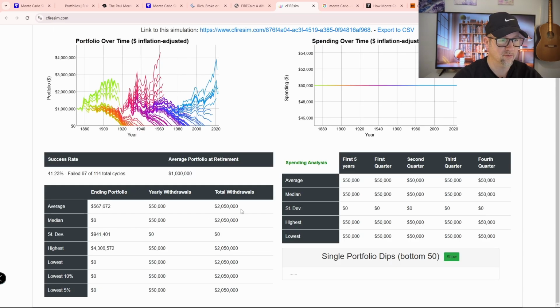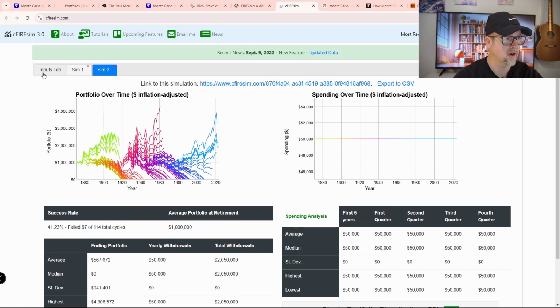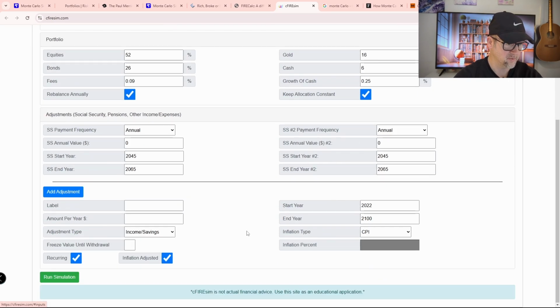We don't have any adjustments in our income. That's what that last item was here before I hit run. So if you got a job or something, maybe a job for a couple of years, you could put in additional savings income from there. Okay. So let's keep going.